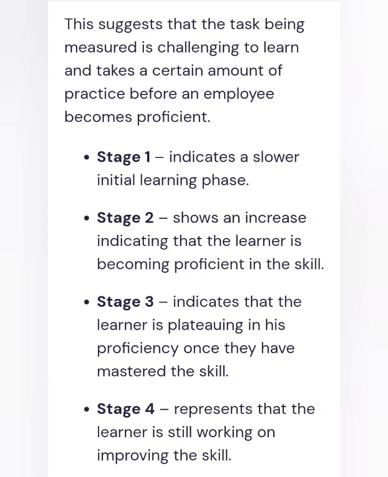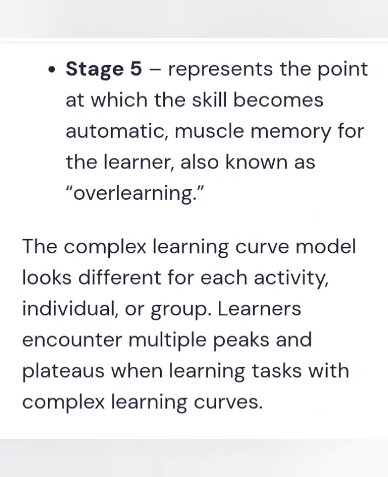Stage 1 indicates a slower initial learning phase. Stage 2 shows an increase, indicating that the learner is becoming proficient in the skill. Stage 3 indicates that the learner is plateauing in their proficiency once they have mastered the skill. Stage 4 represents that the learner is still working on improving the skill. Now stage 5 represents the point at which the skill becomes automatic muscle memory of the learner, also known as overlearning.